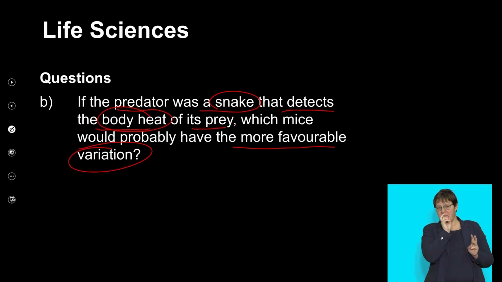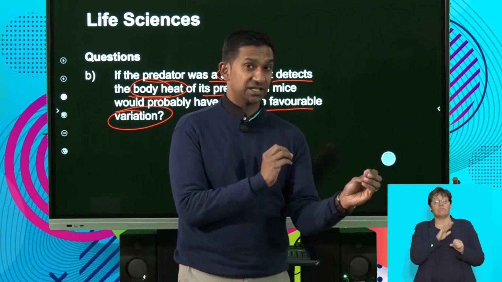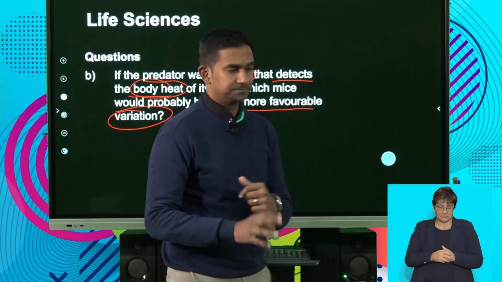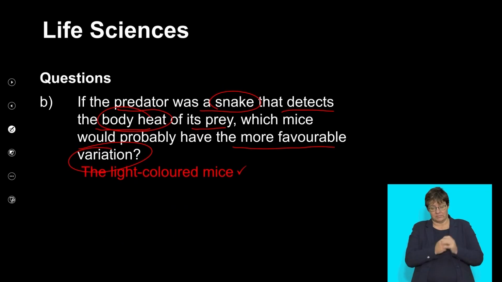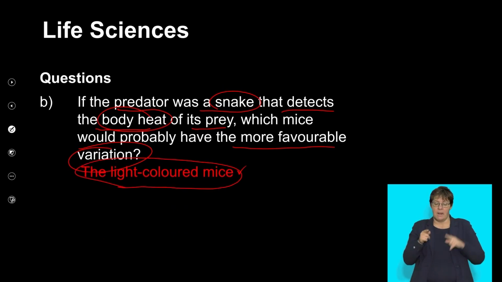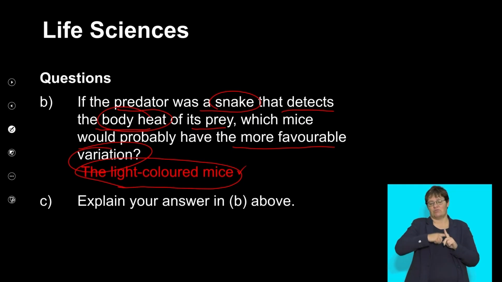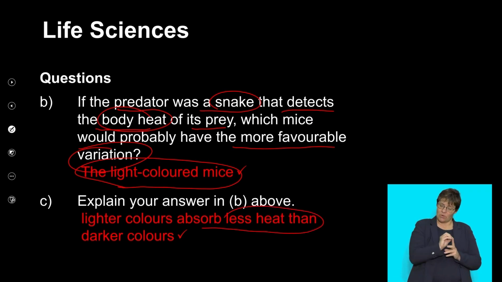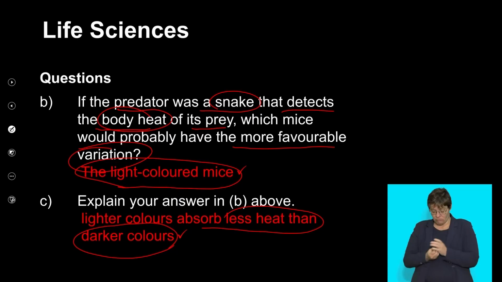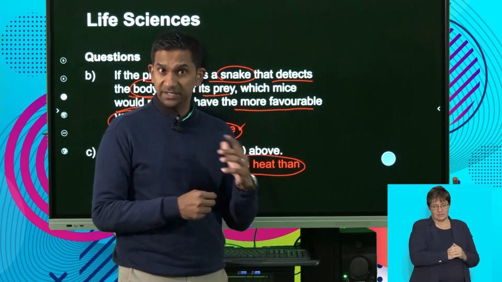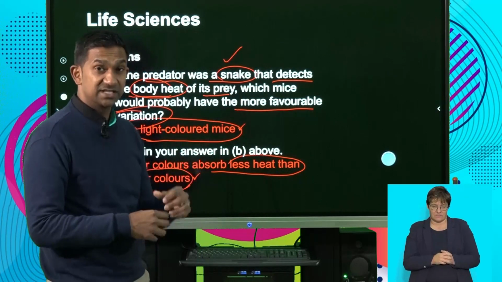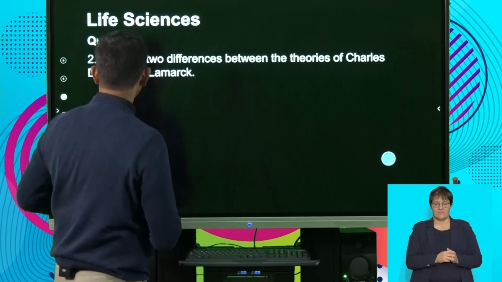And now we see that the selection pressure changes and favors having a light colored skin, or in this case, fur. So the light colored mice are more likely to be not visible. That's because, as I explained, the light colors absorb less heat than the dark colors, and hence their numbers will gradually increase over a period of time if the selection pressure, in this case the snake numbers, increases in that particular environment.